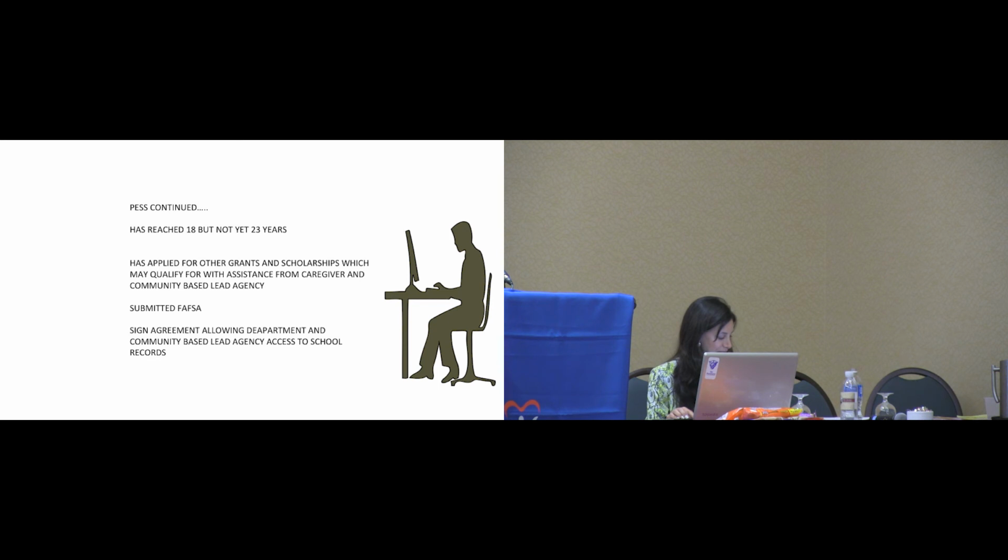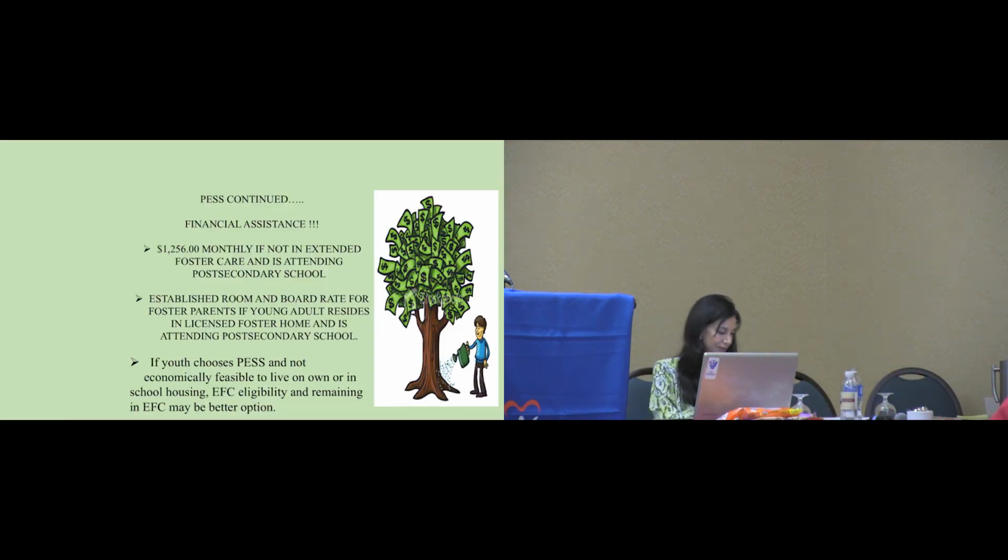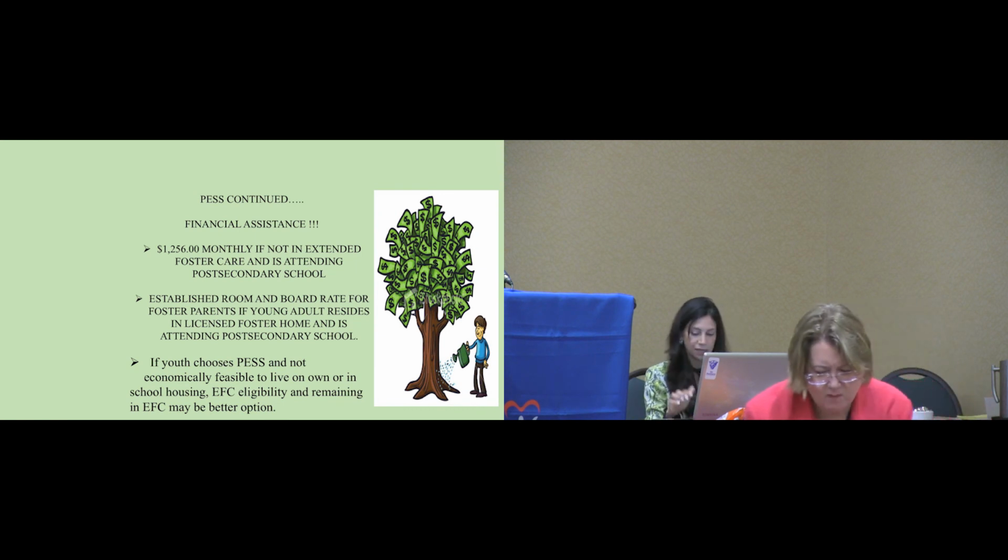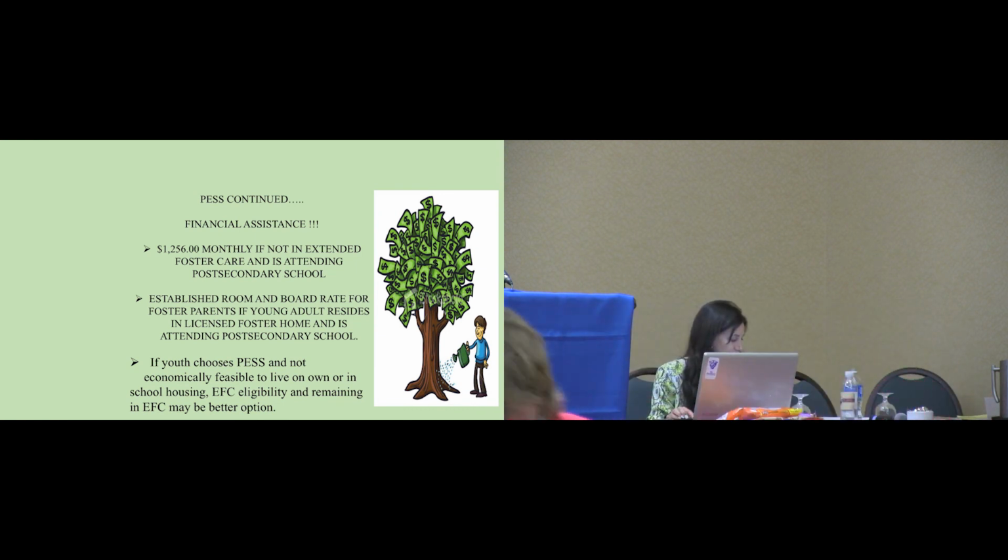And also have a signed agreement allowing the department and community-based lead agency access to school records. PES continued is going to be $1,256 monthly if not in foster care and is attending a post-secondary school. Again, those schools will be listed, what qualifies as a post-secondary institution. Or you've remained in foster care at an established room and board rate for foster parents if the young adult resides in a licensed foster home and is attending post-secondary school.